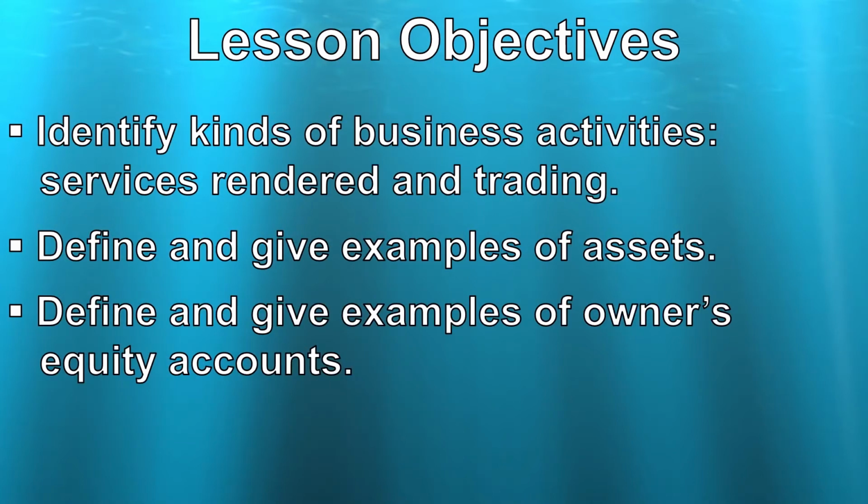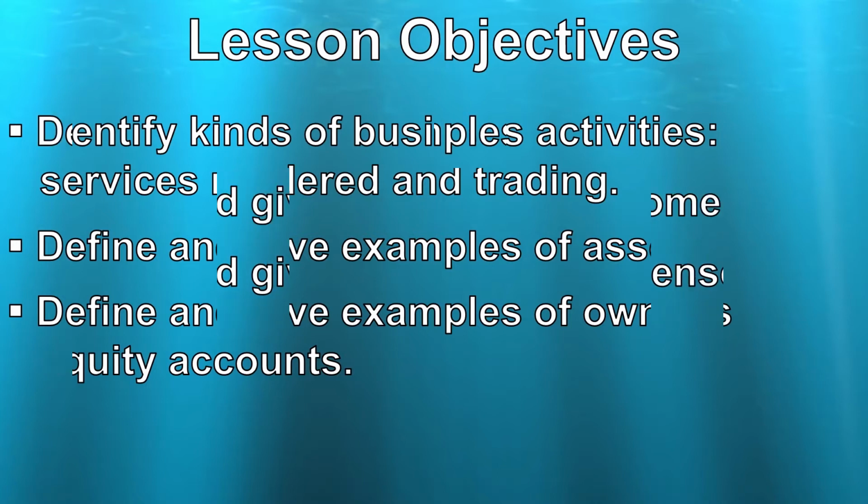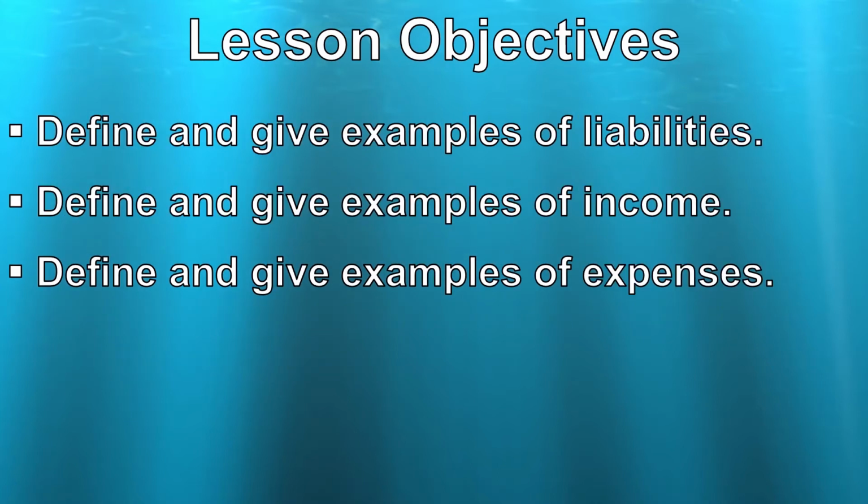Identify kinds of business activities which are service rendered and trading. Define and give examples of assets. Define and give examples of owner's equities accounts. Define and give examples of liabilities. Define and give examples of income. Number 7, define and give examples of expenses. Now that we know the lesson objectives, let's get started.